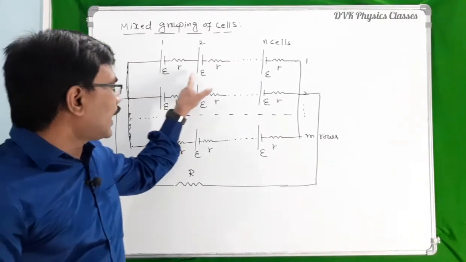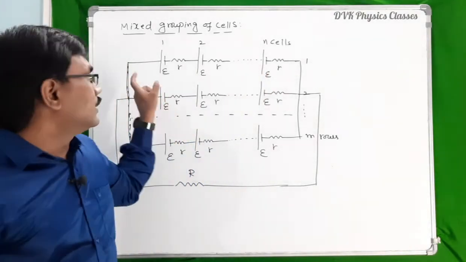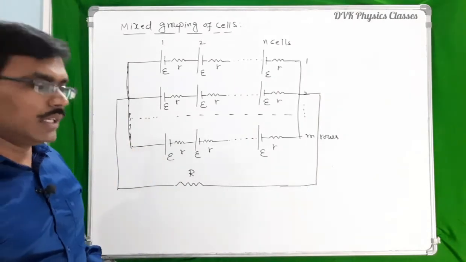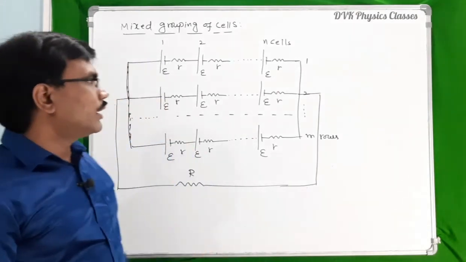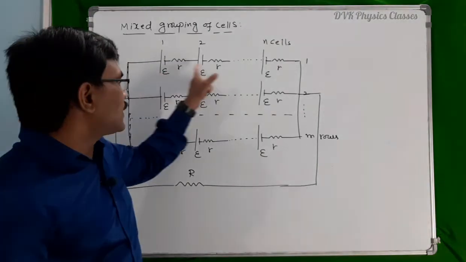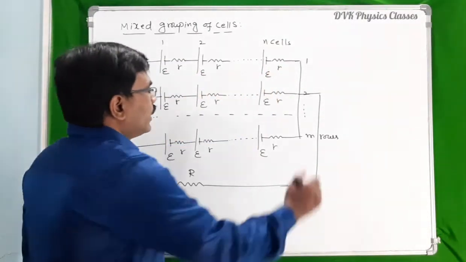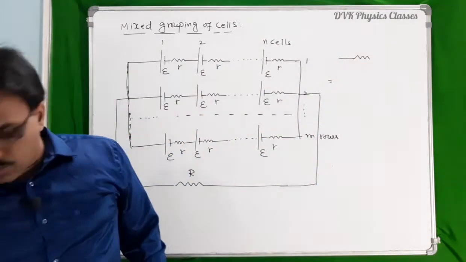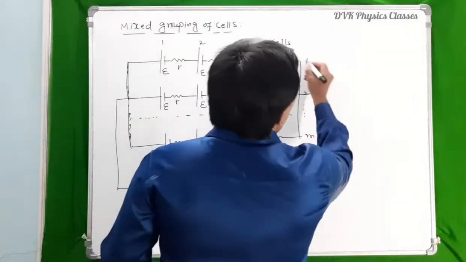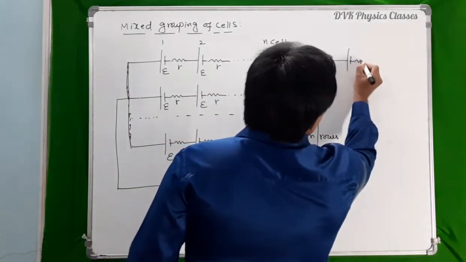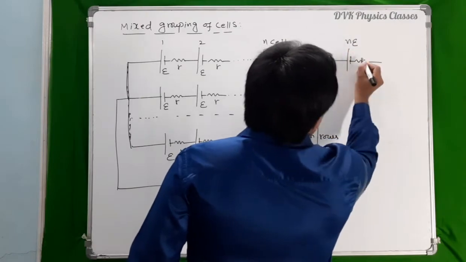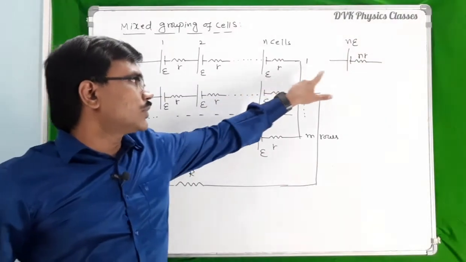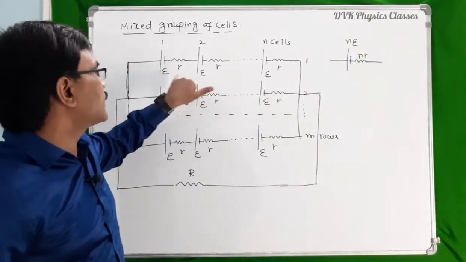We know when n identical cells are in series, all these cells can be replaced by a single cell. Already we have done the series combination of n identical cells. From that result, these n cells can be replaced by a single cell of EMF n into E, and internal resistance n into r, because E plus E and so on, n times. Therefore, total EMF is n times the single cell EMF.